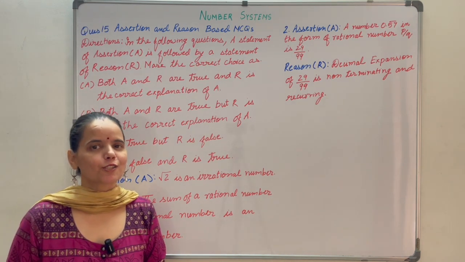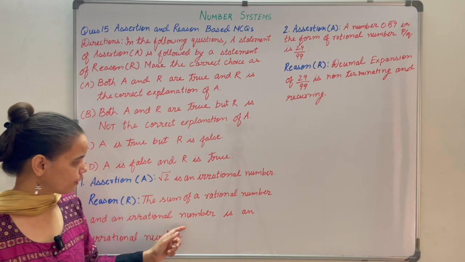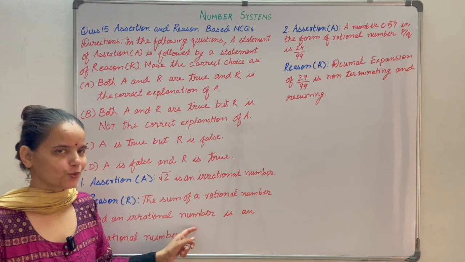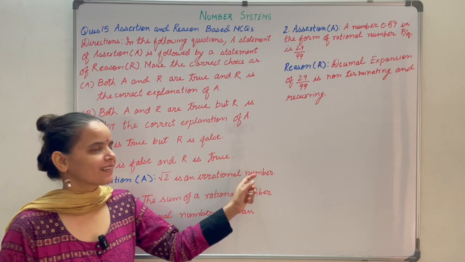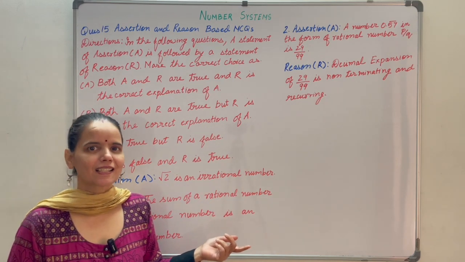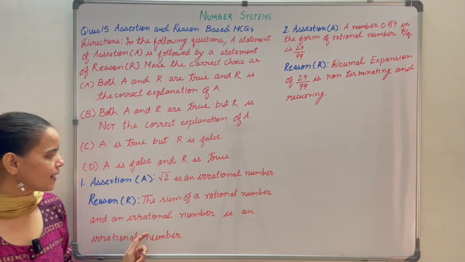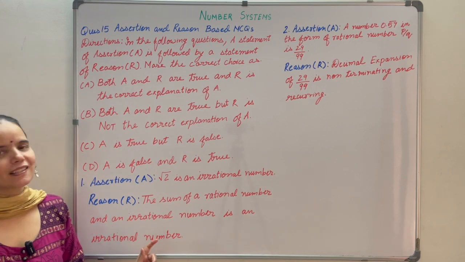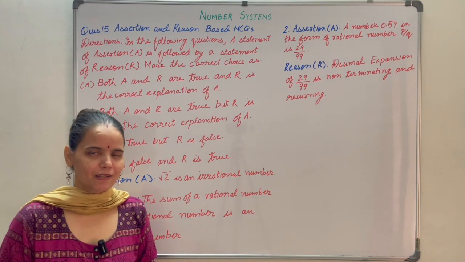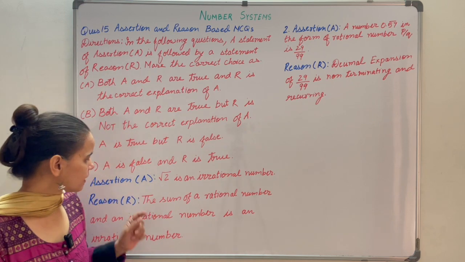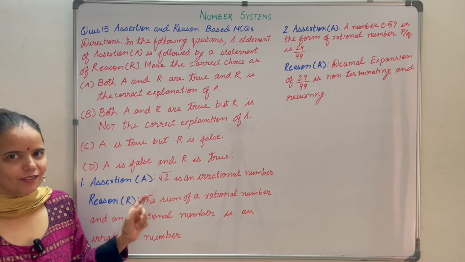So the first step is to check whether each statement is true or false. Is root 2 an irrational number? Yes, this is correct. The second one, the sum of a rational number and an irrational number is an irrational number. This is also correct. Now the second step is to check whether this reason is the correct explanation for this statement or not.